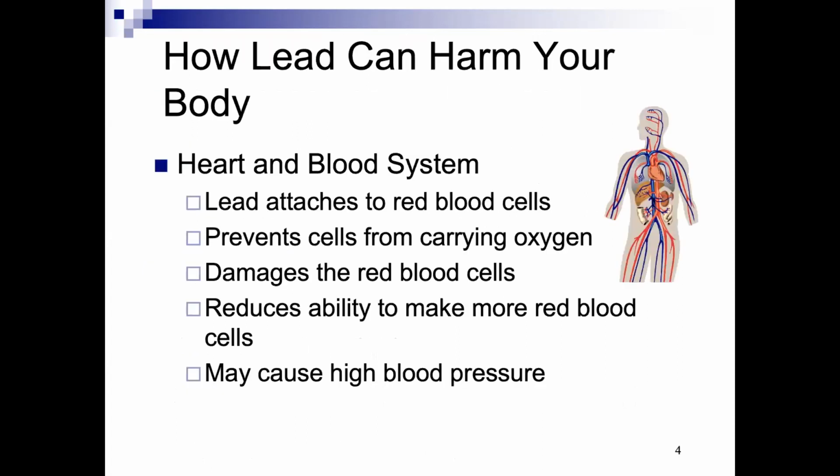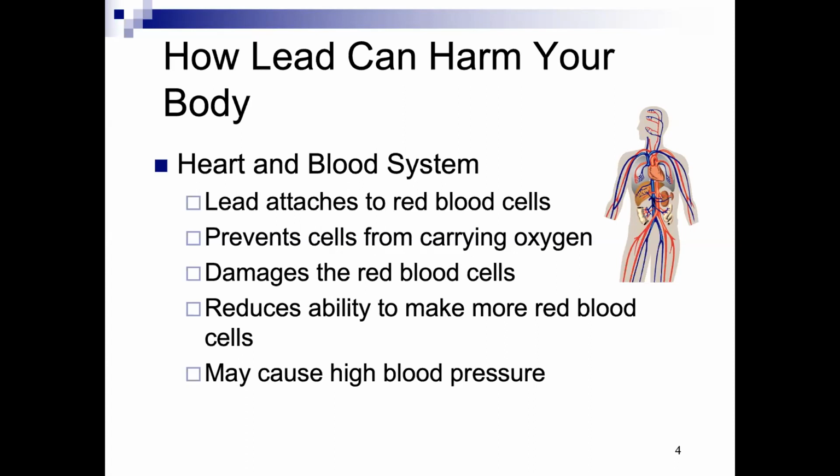So how lead can harm your body. Unfortunately, lead looks to the body like iron, and it also looks like calcium. And both of those elements are needed for our bodies to function. So the lead actually is attracted and binds to the red blood cells, and therefore goes throughout the body, wherever the blood forming system or the blood, our veins and arteries take the blood. It prevents cells from carrying additional oxygen. It damages the red blood cells. It actually damages the blood forming system in the bone marrow and reduces the ability to make more red blood cells.